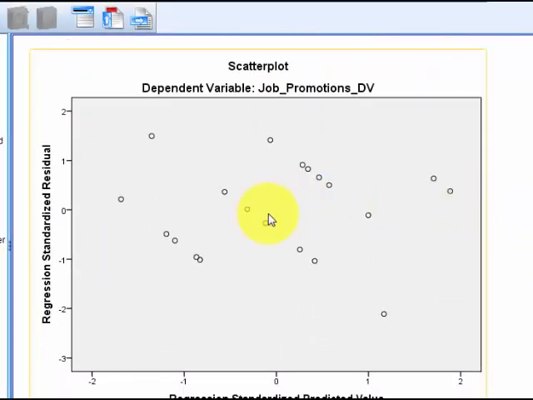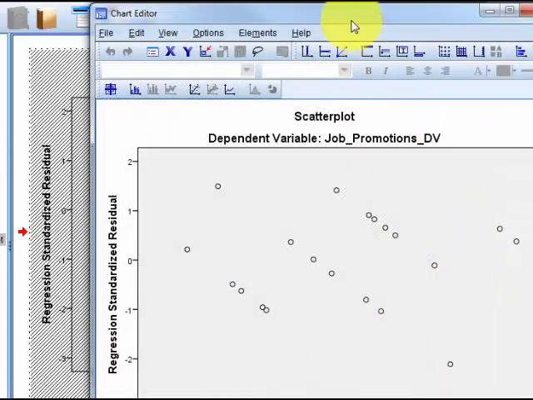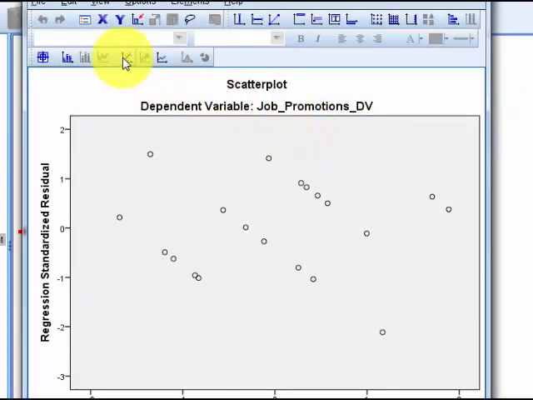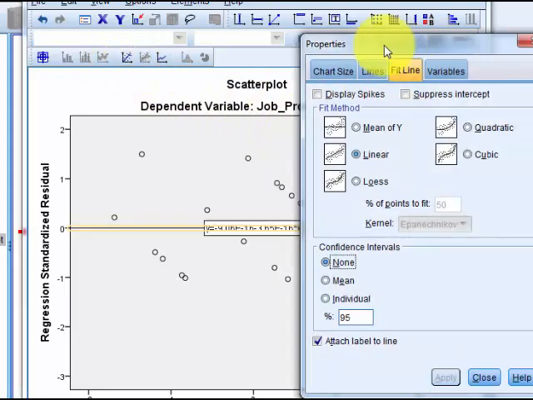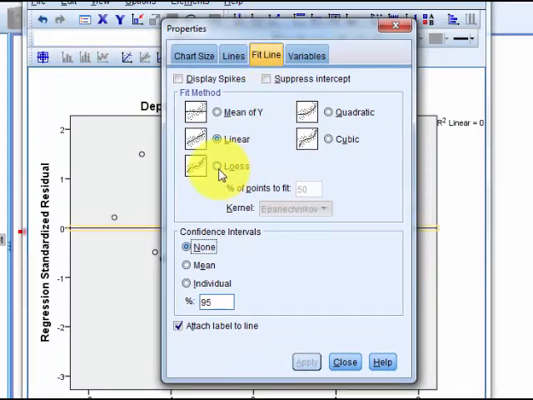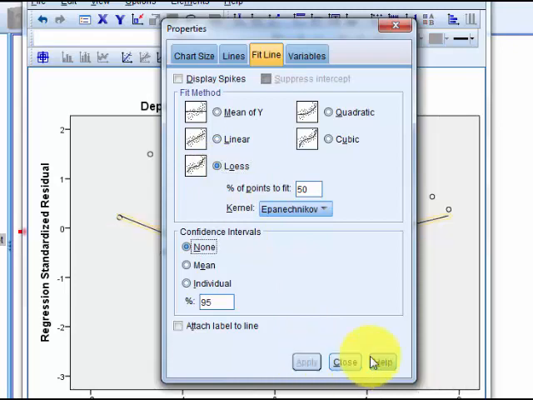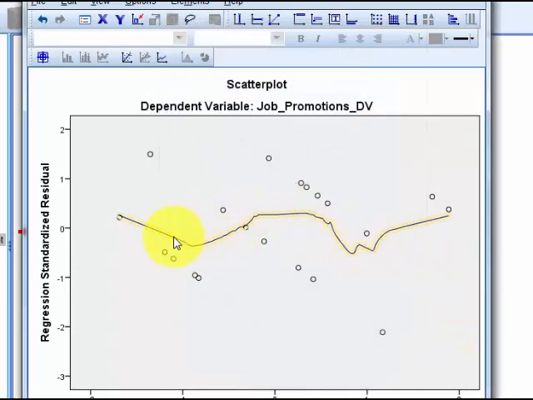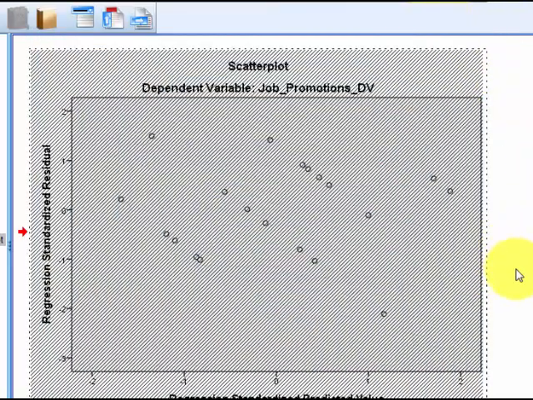We're going to check the homoscedasticity. You're going to double click, pull up the editor. You're going to add the best fit line and the lowest line. Click OK. And this looks like it did violate the assumption of homoscedasticity. This line should be relatively smooth and flat, like a horizontal line. So again, it looks like it did violate the assumption.